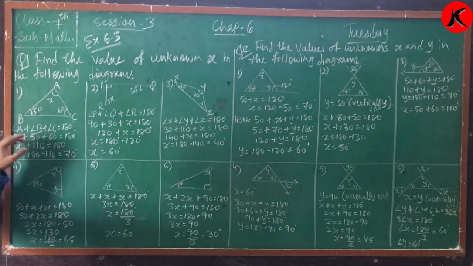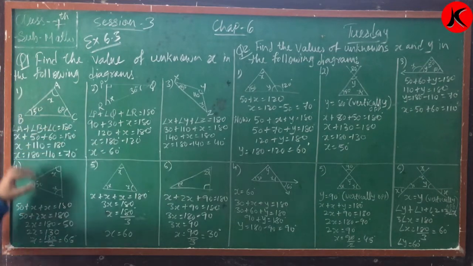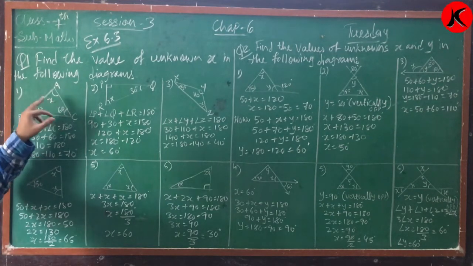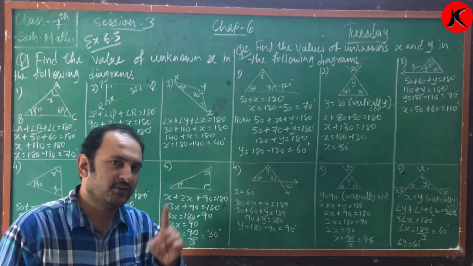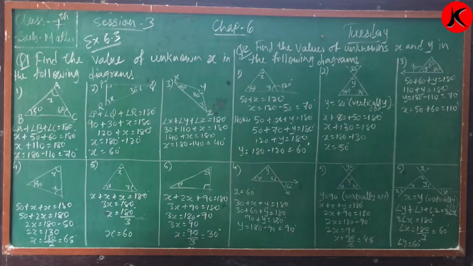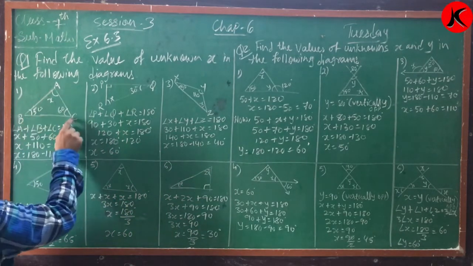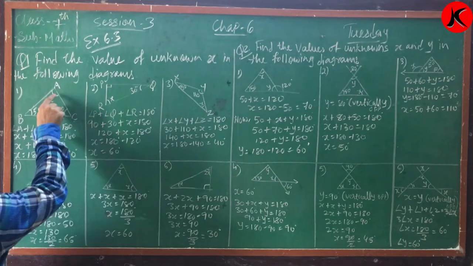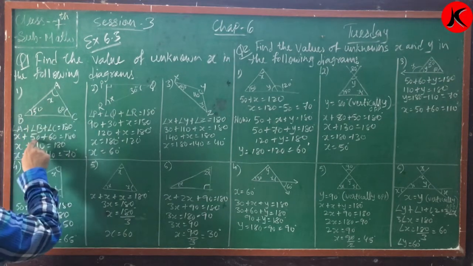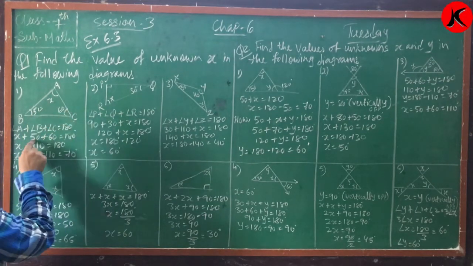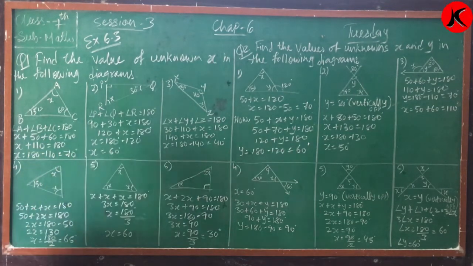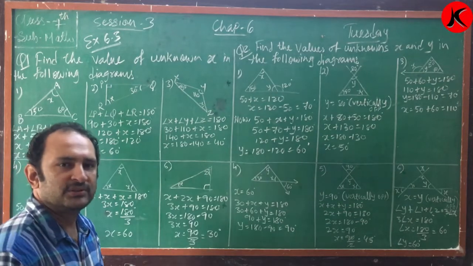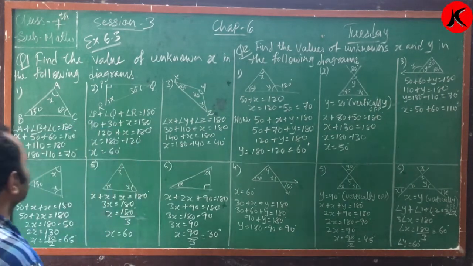Find the value of the unknown x in the following. The angles are 50, x and 60. I need to find x here. The sum of the angles of a triangle is 180 degrees. Angle A plus angle B plus angle C is equal to 180. Angle A is x, B is 50, C is 60. 50 plus 60 is 110. Shifting it, 180 minus 110 is 70 degrees. So x is equal to 70 degrees, children.